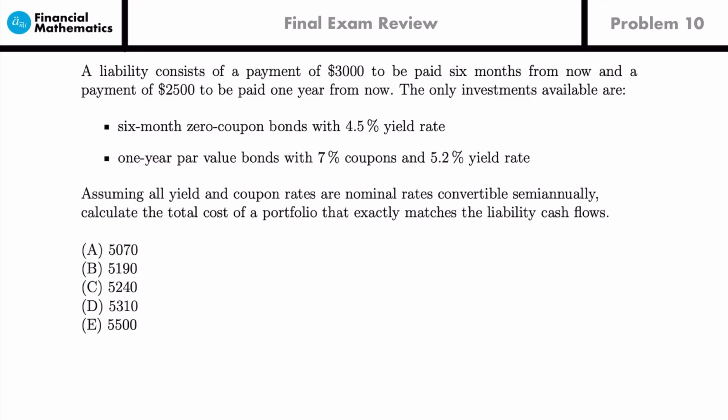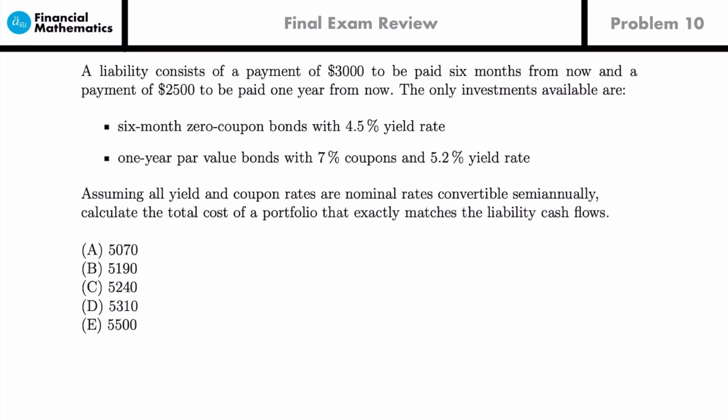Okay, so the last part of this problem gives away what type of FM problem we're working with. We're told to calculate the total cost of a portfolio that exactly matches the liability cash flows. That tells us that we're working with asset liability exact matching. All right, so in those types of problems, remember that the value of assets and liabilities at each moment in time must be equal. That is essentially what we're being told here. Okay, so you want to keep that in mind.